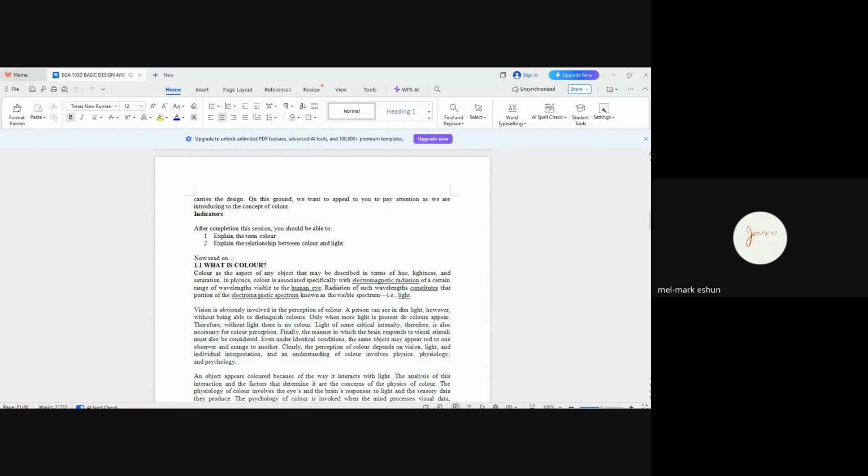Finally, the manner in which the brain responds to visual stimuli must also be considered. Even under identical conditions, the same object may appear red to one observer and orange to another. Clearly, the perception of color depends on vision, light, and individual interpretation. And understanding of color involves physics, physiology, and psychology.